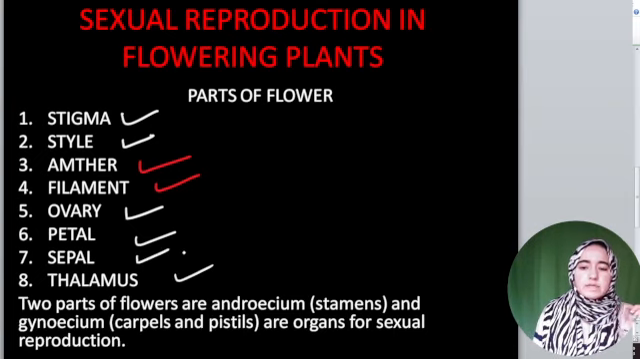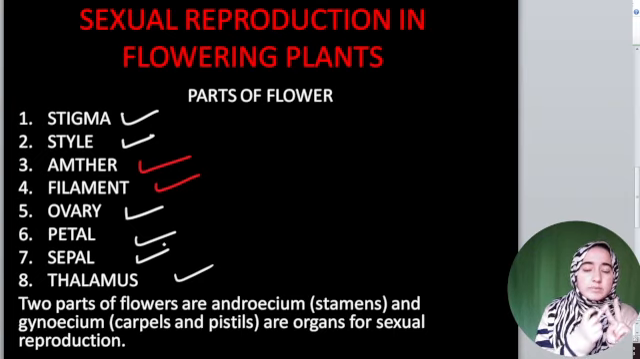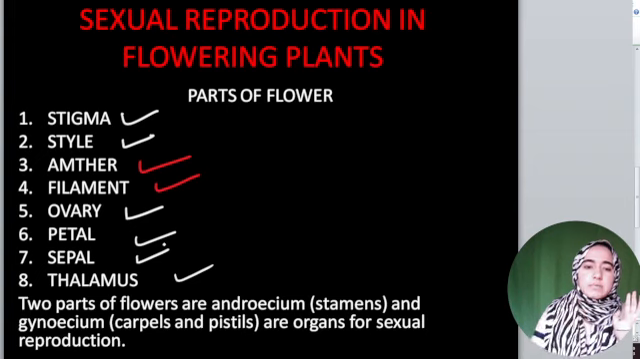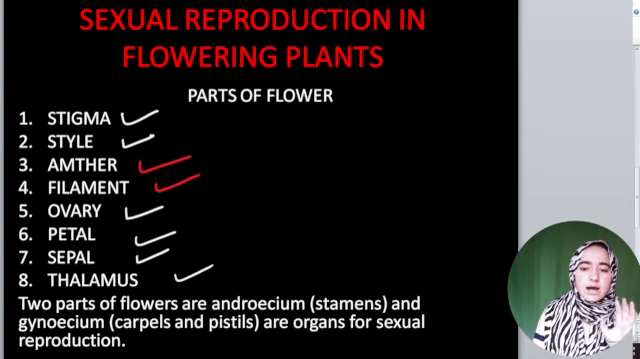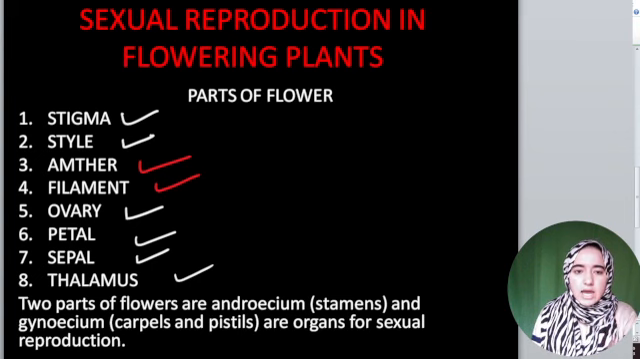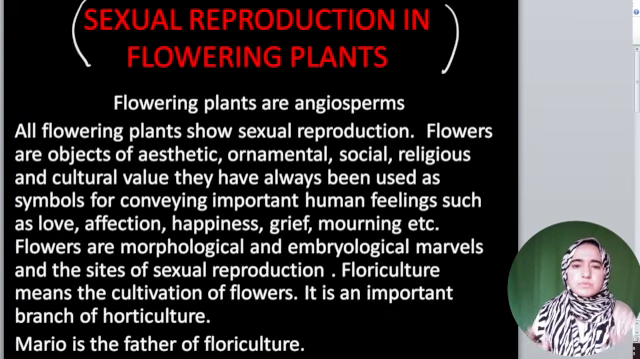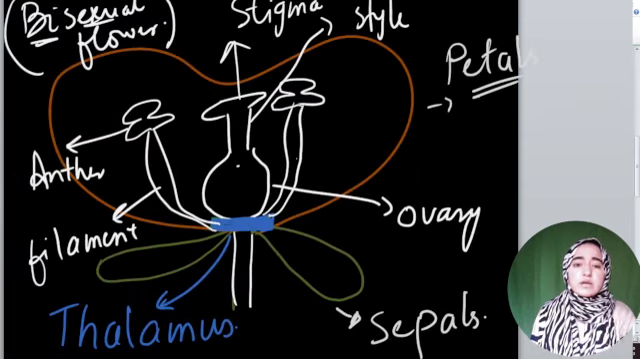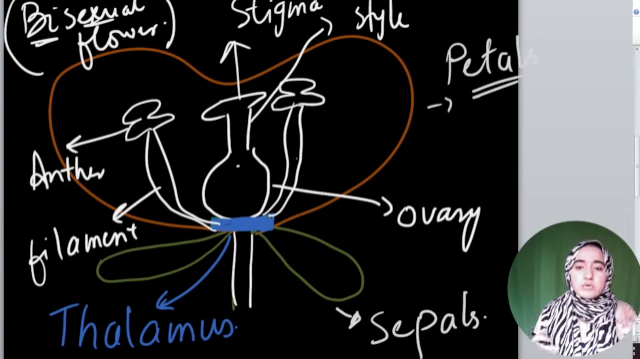Now please remember that we have two parts of flowers. That is androecium, which contains stamens, means male reproductive structure, and gynoecium, which contains pistil, and another name of pistil is carpel. Here, another name of pistil is carpel, which are the organs for sexual reproduction. Okay, I hope this was a basic introduction of flower, how a flower looks like, what the parts of a flower are, and which parts a flower contains. I hope this concept is clear.